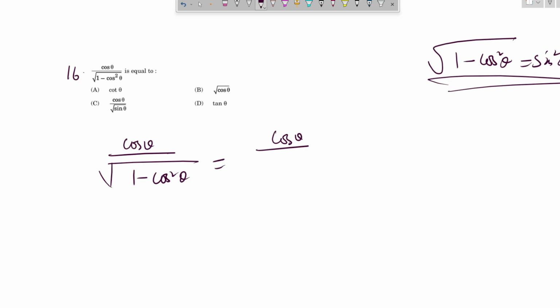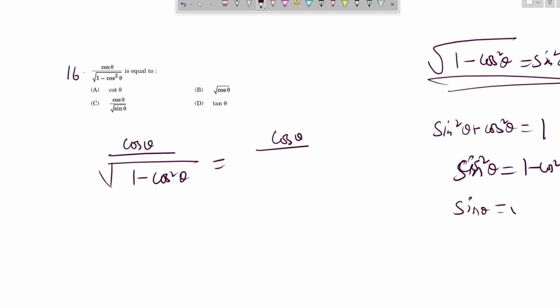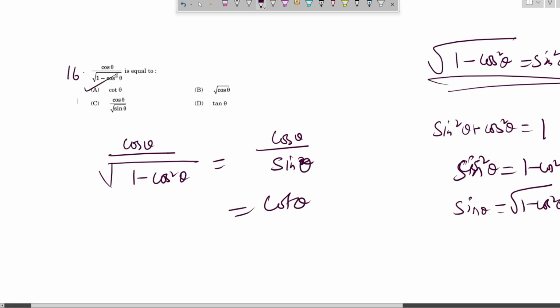And how did we get this? See, you know that sin square theta plus cos square theta is equal to 1. From here sin square theta will be equal to 1 minus cos square theta, and my sin theta will be equal to under root of 1 minus cos square theta. That's the reason we take sin theta here. So cos theta by sin theta will be equal to tan theta. So my option E is correct.